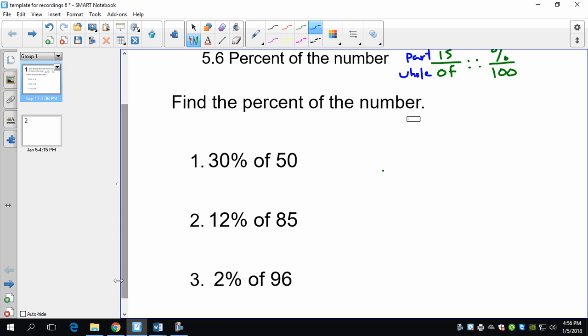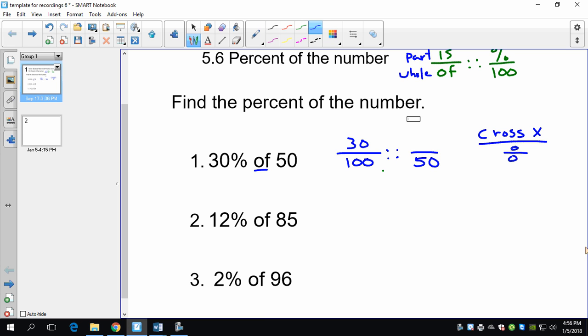Let's take a look at number one on your record and practice journal. Here's how we'd want to set it up: 30% over 100 is proportionate to blank of 50. Now that key word right there, of, means the 50 is going to go on the bottom. Then you do that nice little thing we have talked about for chapter 5 for a while now. We're going to call it our cross multiply and divide. If you cross multiply and divide, you're going to take 30 times 50.